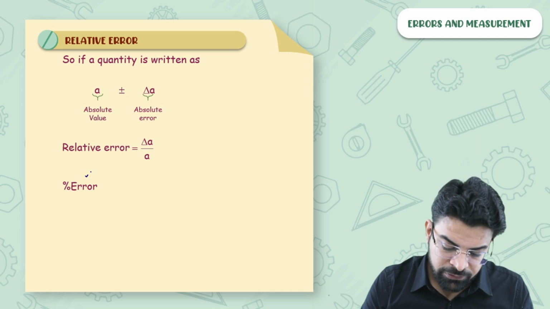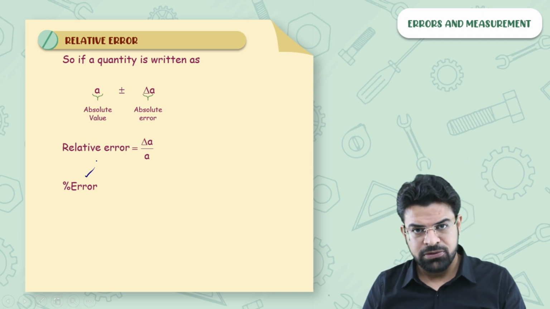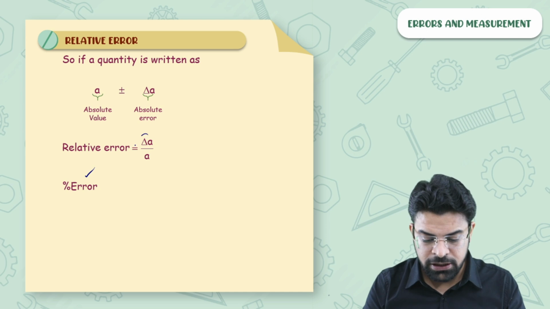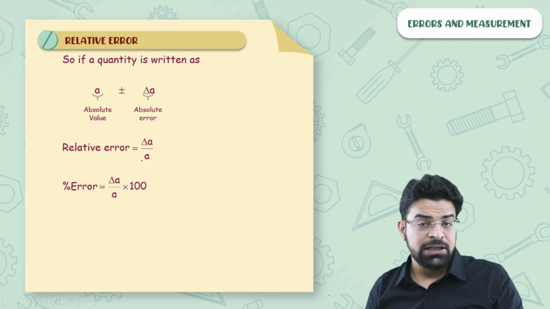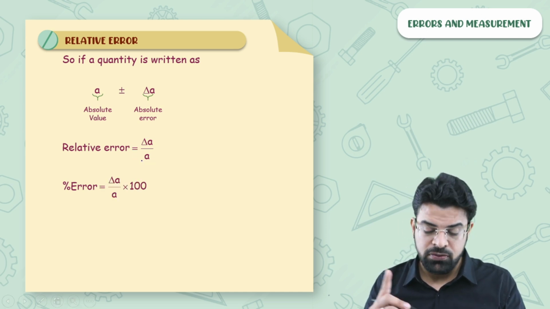Next, we have another term called percentage error. Percentage error is nothing but relative error into 100.